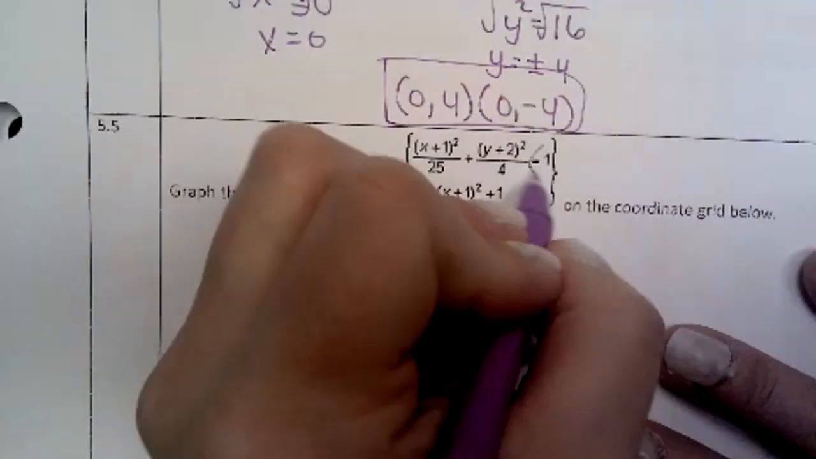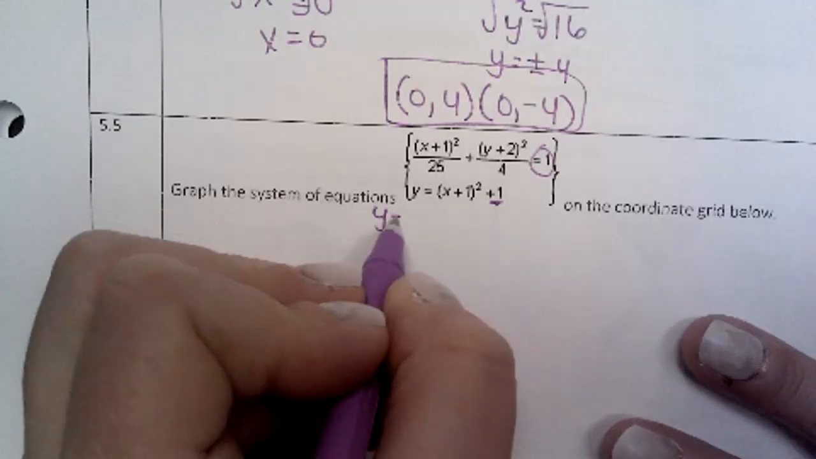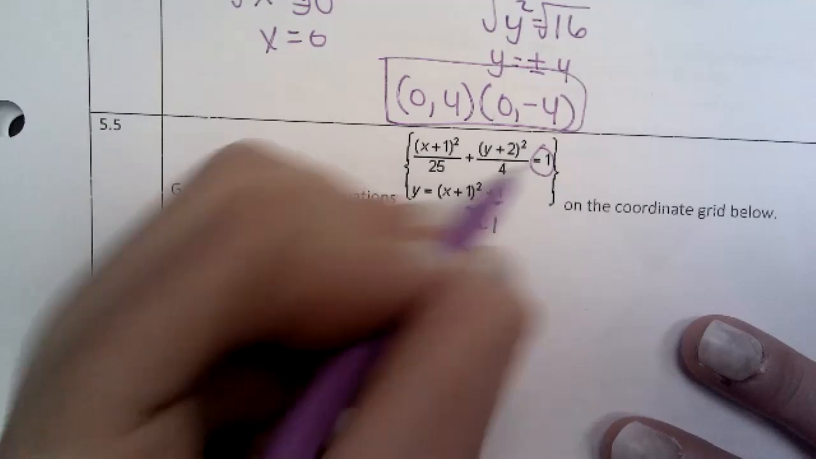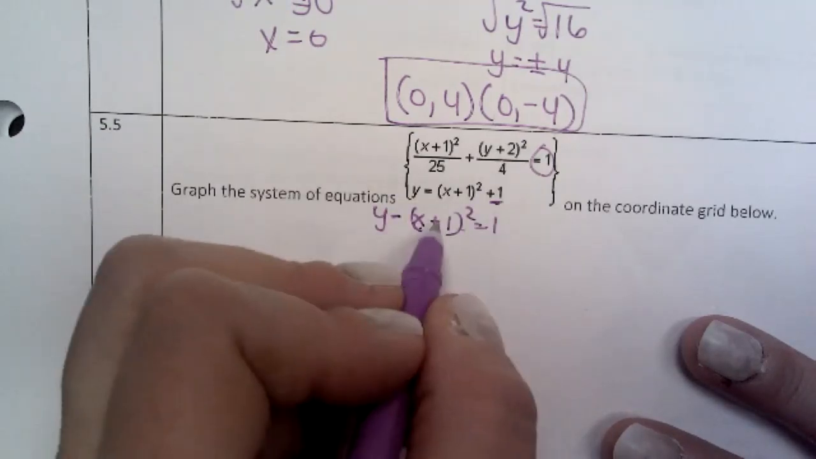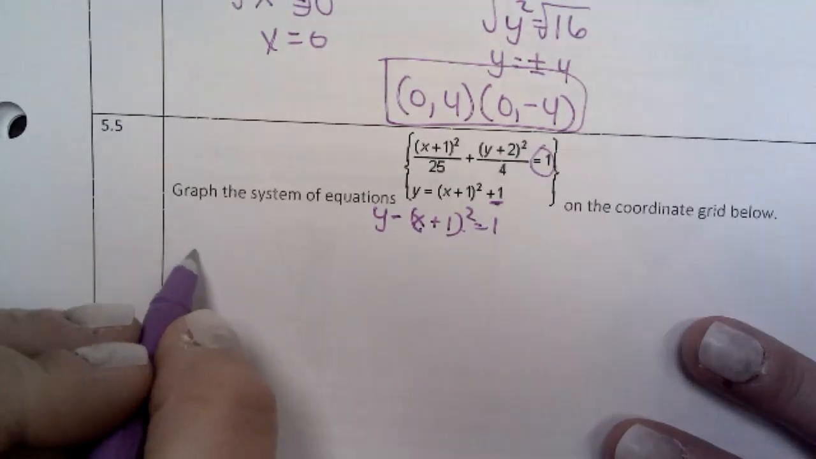So this last one, I have a 1 here and I have a 1 here. So I'm just going to change this to y minus x plus 1 squared equals 1, because then I'll be able to set them equal. But I'm going to go ahead and square this x plus 1. Actually, I don't have to. So we're going to go ahead now and set these equal.